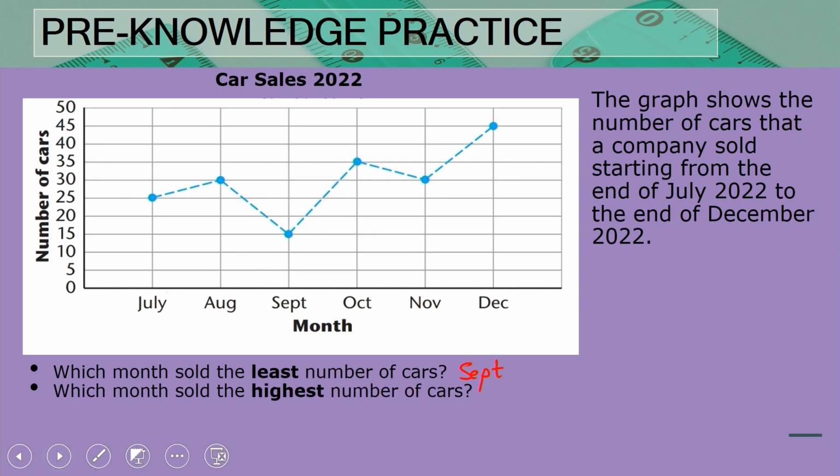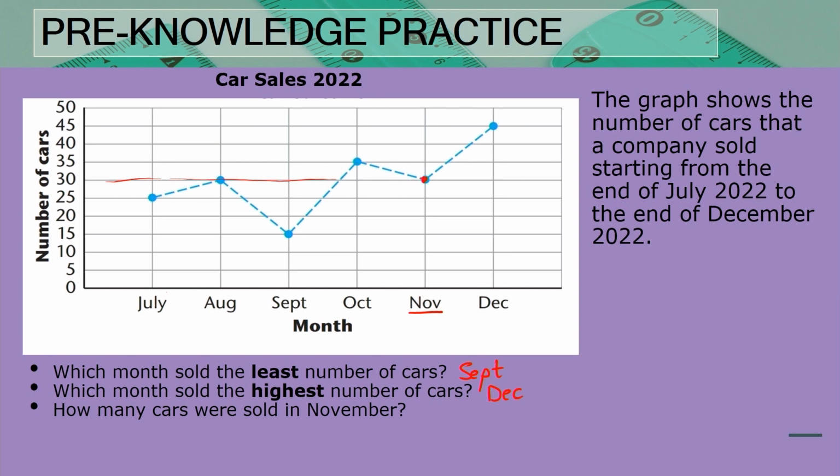Then the next question there, which month sold the highest number of cars? So now we are looking at the month that has the highest number. In this case, it will be December, because we can see that in December, 45 cars were sold. The next question says, how many cars were sold in November? So that means we need to go up to November and see how many cars were sold. If we follow that graph, we can see that it is 30 cars that were sold in November.